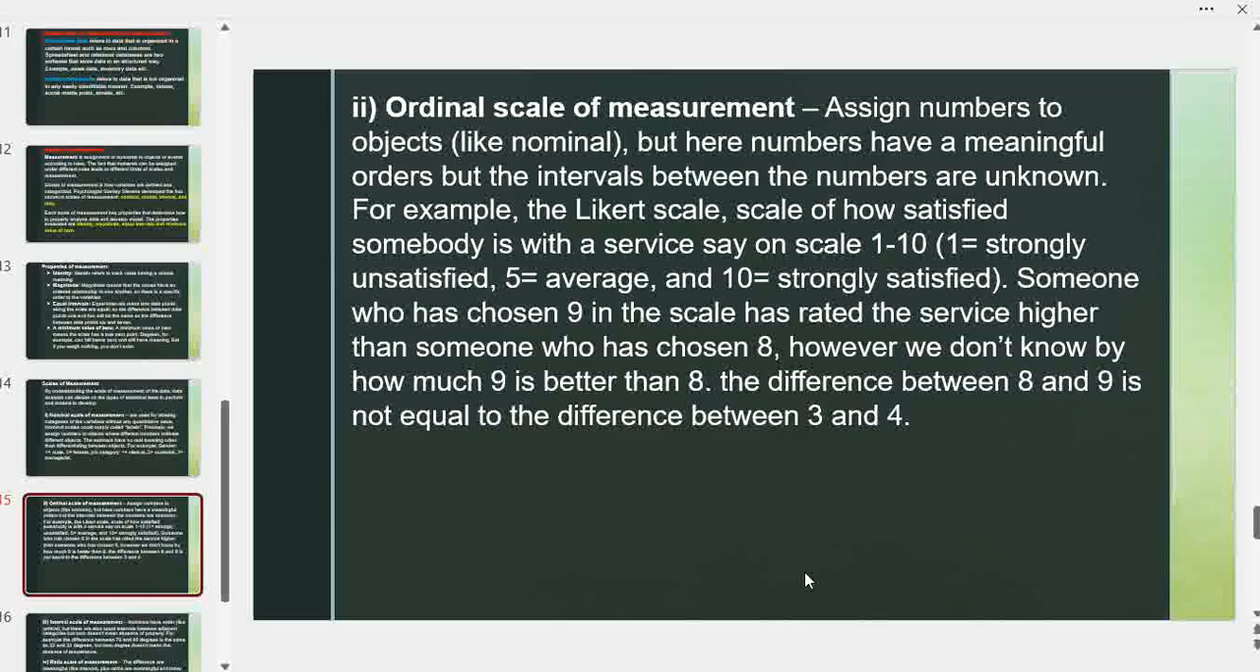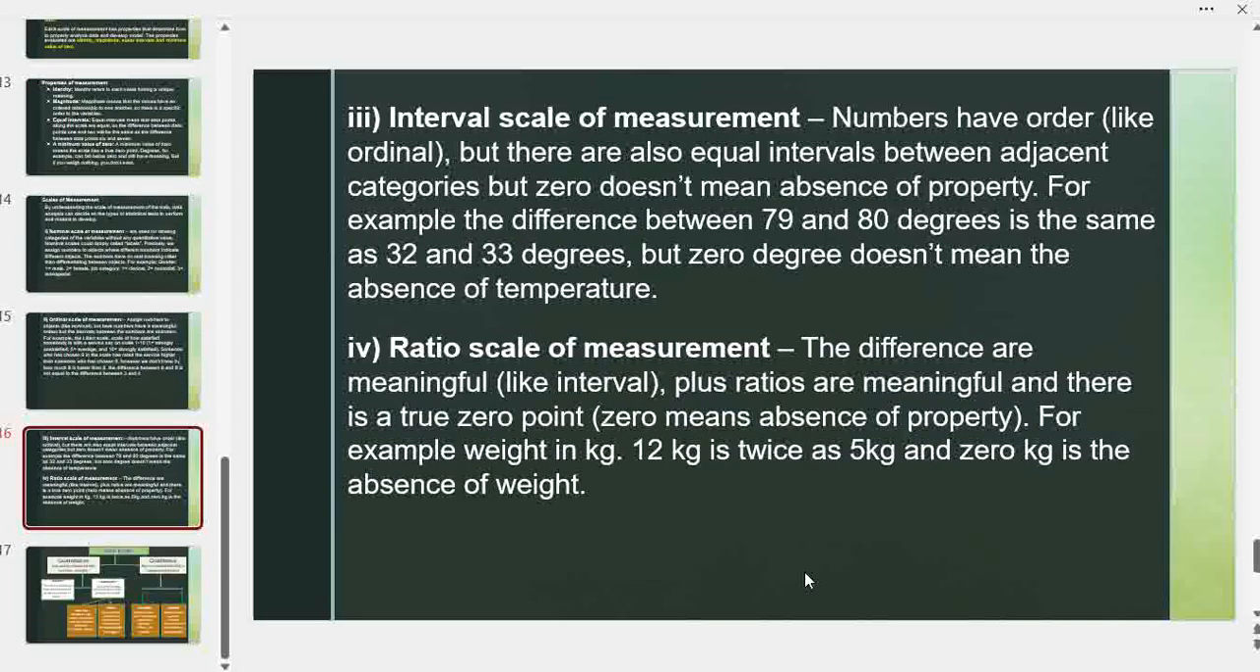That is the ordinal scale of measurement. Now we have the interval scale of measurement. Numbers have orders, just like we said in ordinal. But there are equal intervals between adjacent categories. Again, now we know the difference between 3 and 4 is the same as the difference between 8 and 9 under intervals. But 0 doesn't mean absence of the property. That is where you draw the line.